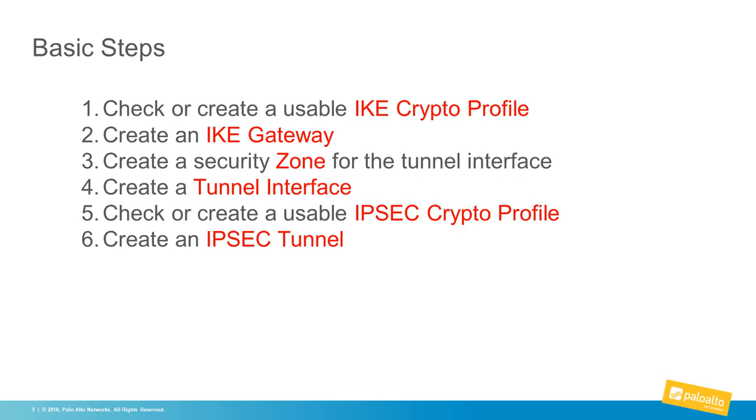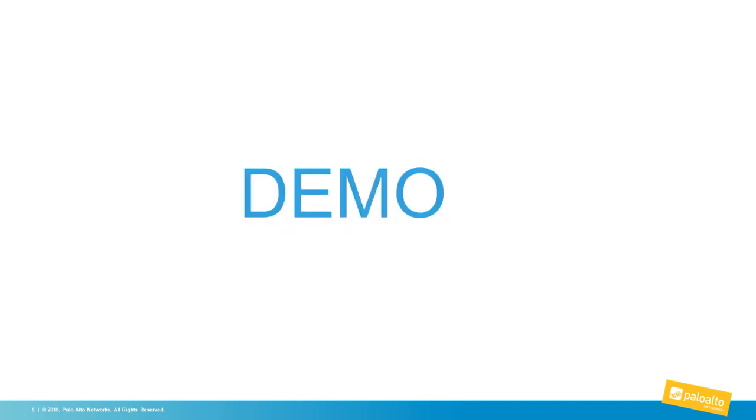Number four is to create a tunnel interface. Number five is to check or create a usable IPsec crypto profile. And the last step is to create an IPsec tunnel. We'll now move over into the demo section of this presentation. We can show you step by step how to create this IPsec VPN on an actual Palo Alto firewall GUI.